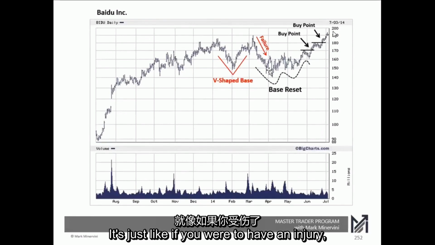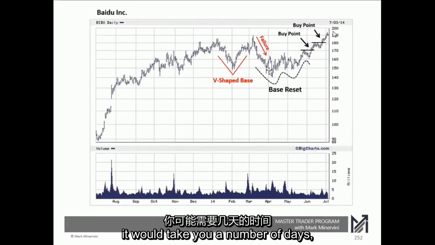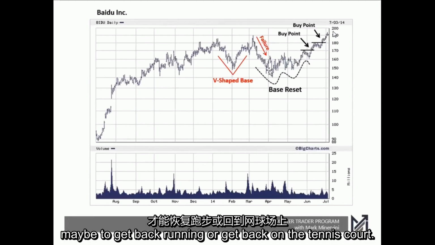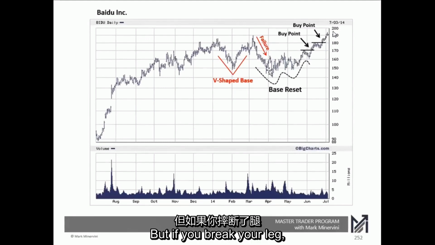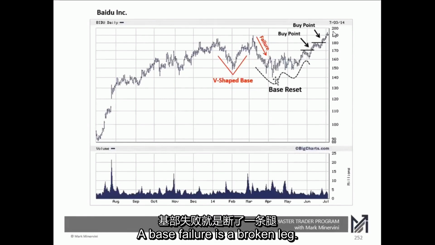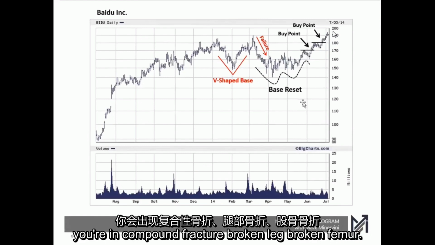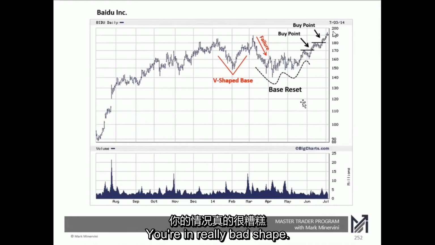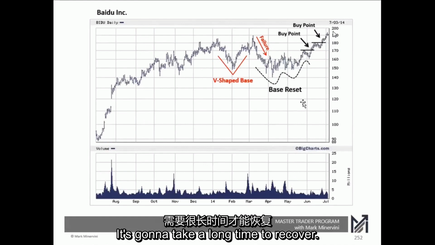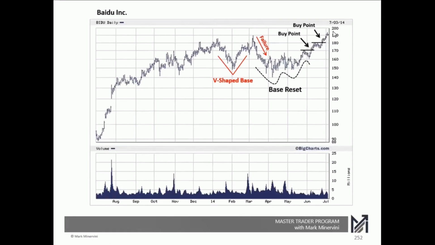It's just like, if you were to have an injury, if you sprained your ankle, it would take you a number of days maybe to get back running or get back on the tennis court. But if you break your leg, it's going to take a lot more. So a pivot failure is like a sprained ankle. A base failure is a broken leg. And if you go into stage 4, you're in compound fracture, broken leg, broken femur, you're in really bad shape. It's going to take a long time to recover. So again, pivot failure versus base failure.